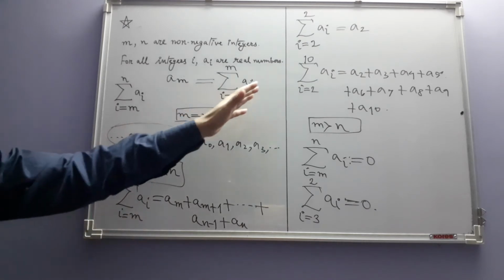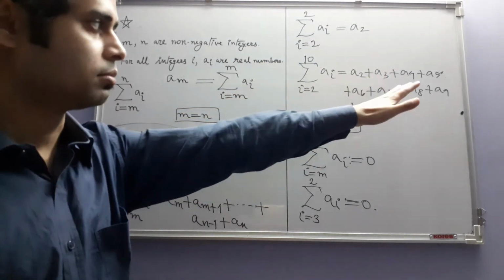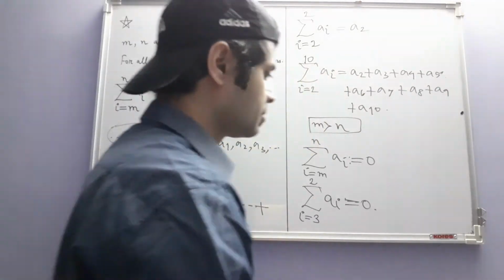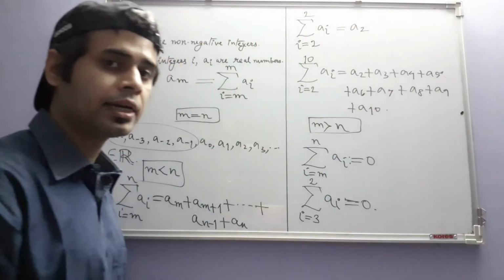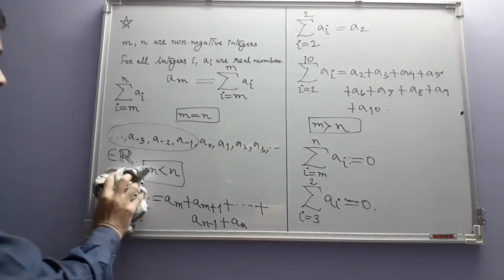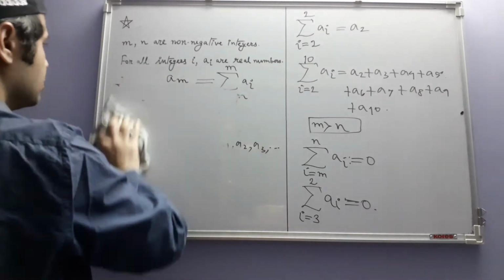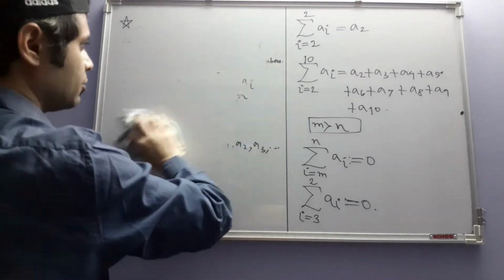So this is the meaning of the summation symbol. It is used to write a finite sum in a more compact manner. Some people also call it a finite series. Now we will use this to write the statement of the binomial theorem.